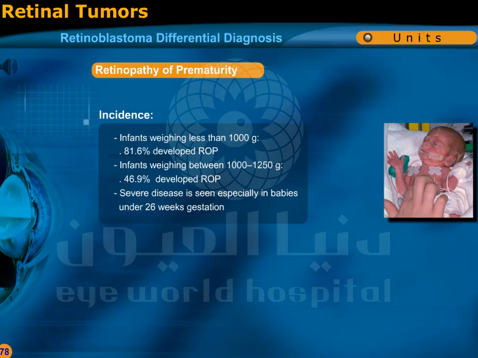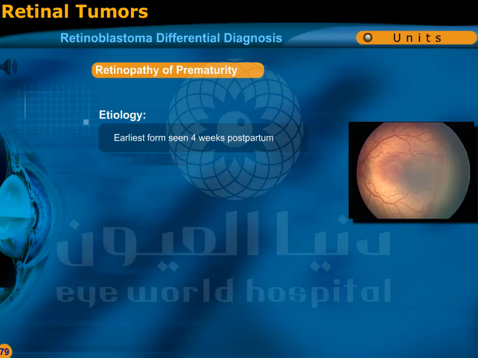Infants weighing less than 1,000 grams, 81.6% development of ROP. Infants weighing between 1,000 to 1,250 grams, 46.9% developed ROP. Severe disease is seen especially in babies under 26 weeks of gestation. Earliest form of retinopathy of prematurity is seen 4 weeks postpartum.